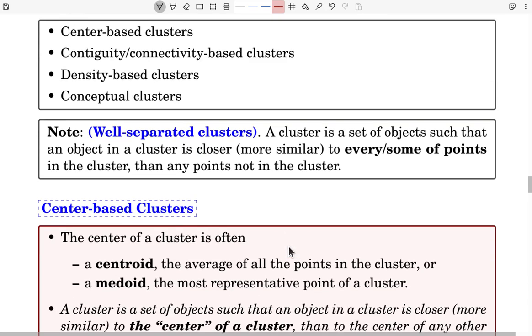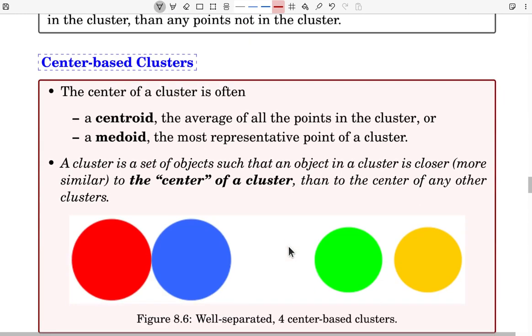That is a basic definition for well-separated clusters. Now let's look at center-based cluster. Then the definition of cluster is changed in this way. A cluster is a set of objects such that an object in a cluster is closer to the center of the cluster than to the center of any other clusters. Along with this definition, center-based clustering algorithm will be designed.